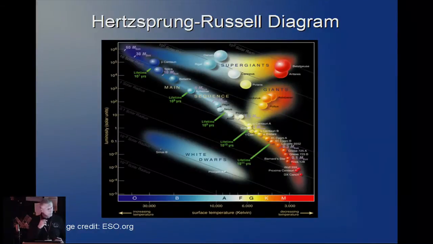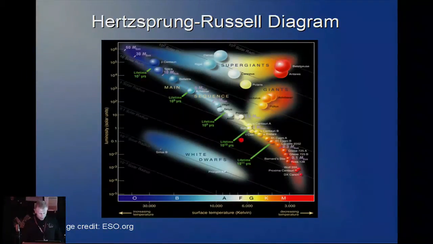So they just plot luminosity on the left, temperature on the bottom. This is an idealized HR diagram. You won't find one that looks like this, but this shows you all the different possibilities. And you notice most of the stars are on this diagonal line called the main sequence. That's where they get the term main sequence star.